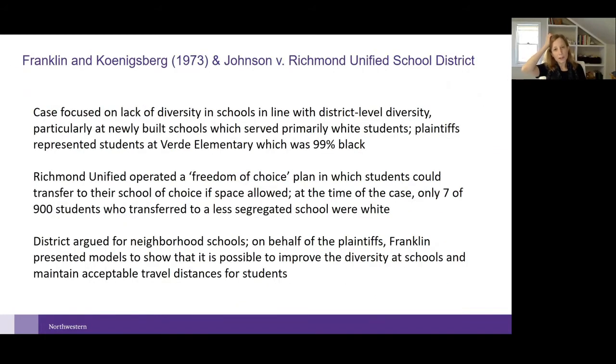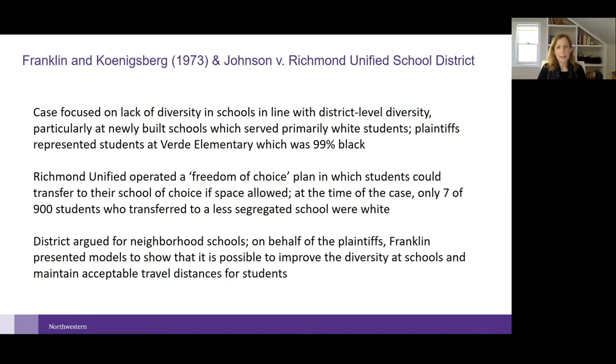I want to talk in particular about the Franklin and Konigsberg paper and its connection to a case in Richmond, California. So this is in Northern California. So the case looked at Richmond Unified, which was using a freedom of choice plan for desegregation. And so rather than redistricting, as you saw with these models, what they would do is give students and families the choice to move to a school. Now, in actuality, as you see here, only 7 of the 900 students who transferred to a less segregated school were white. And so the result of freedom of choice is that the schools were still very much segregated.